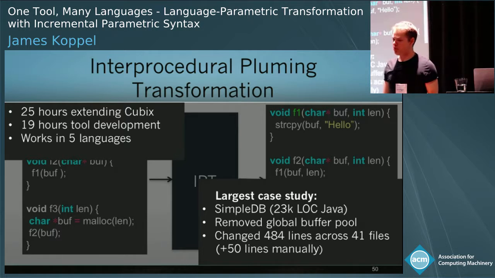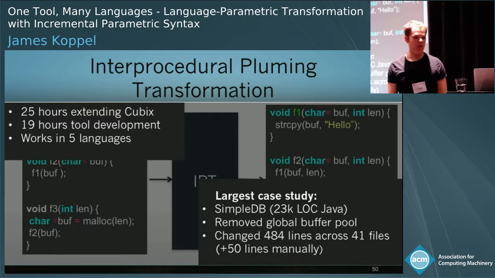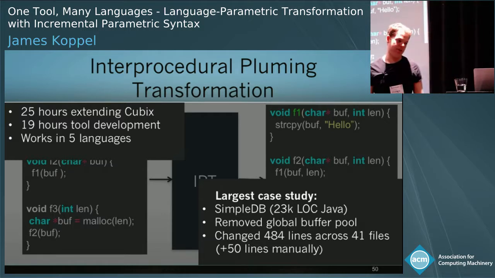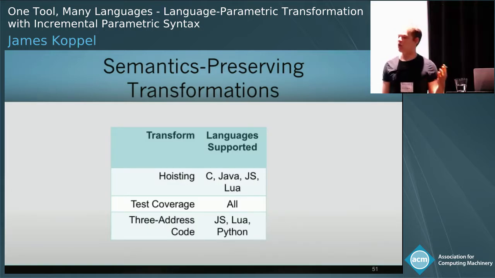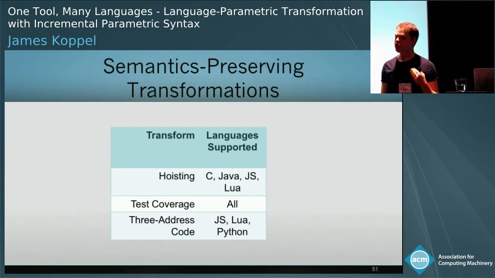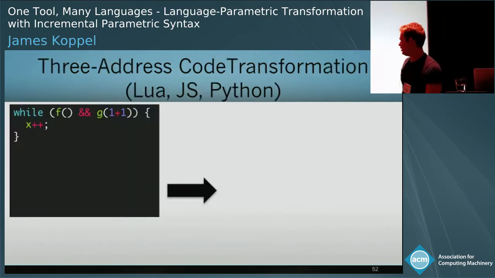And although this is a prototype, it was still good enough that we were able to do a 500-line refactoring across 41 files in a 20,000-line code base. That was our realistic transformation. We've also done several semantics-preserving transformations, which are easier to test. But these are still pretty complicated.